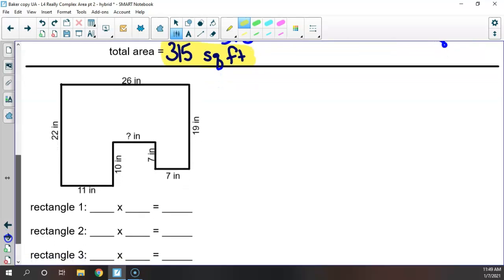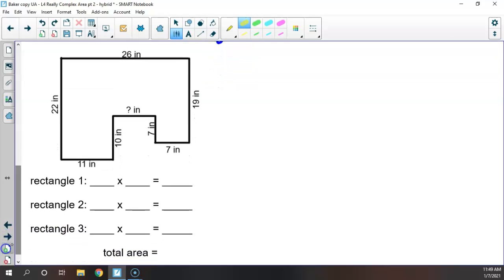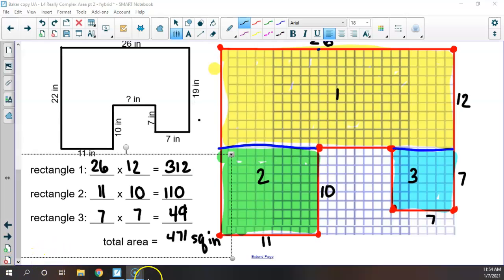Now we have one more on this page. I'm going to challenge you to try and figure this one out here. Pause the video, see what you get, and we'll come back with the answer in about a second here.